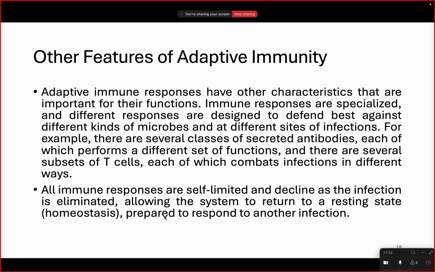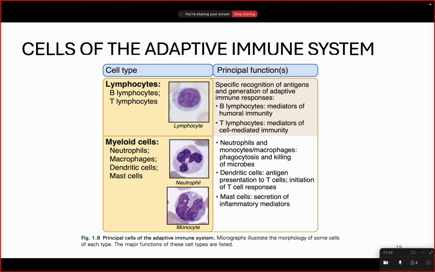All immune responses are self-limited and decline as the infection is eliminated, allowing the system to return to the resting state, ready to respond to another infection. So this part is just a single statement, right? But how it is done, which components of the cells or the system are involved, that discovery is still going on. Okay, then the cells of adaptive immunity include lymphocytes.